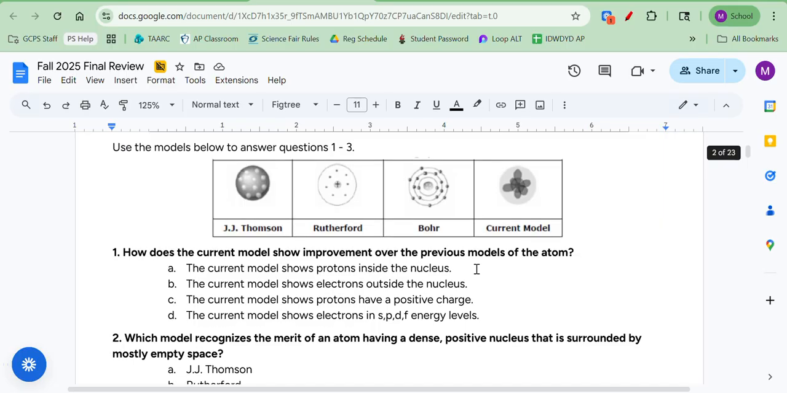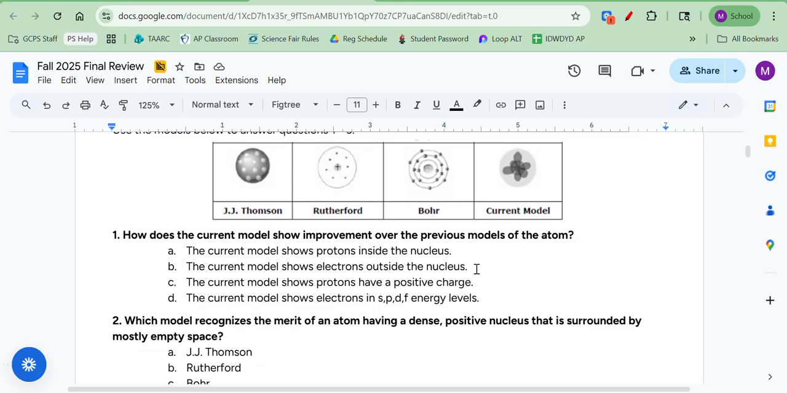Now we're going to take a look at some of the practice problems that are embedded within this section. For the first three problems, we're going to be able to use these images of the different models of the atom. Number 1, how does the current model show improvement over the previous models of the atom? So the current model is also known as the electron cloud model.